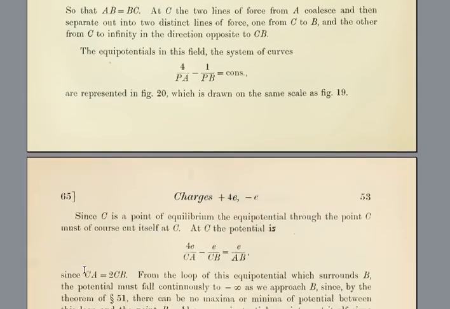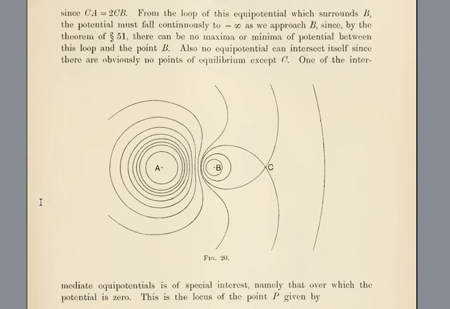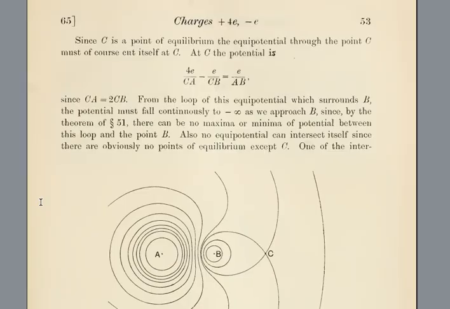The equipotentials in this field, the system of curves given by the sum of the charges divided by their distances to the two charges equals constant, are represented in the corresponding figure, which is drawn on the same scale as the previous figure. Since C is a point of equilibrium, the equipotential through the point C must of course cut itself at C. At C, the potential is 4e divided by the distance from C to A, minus e divided by the distance from C to B, which simplifies to e divided by the distance from A to B, since the distance from C to A equals twice the distance from C to B.